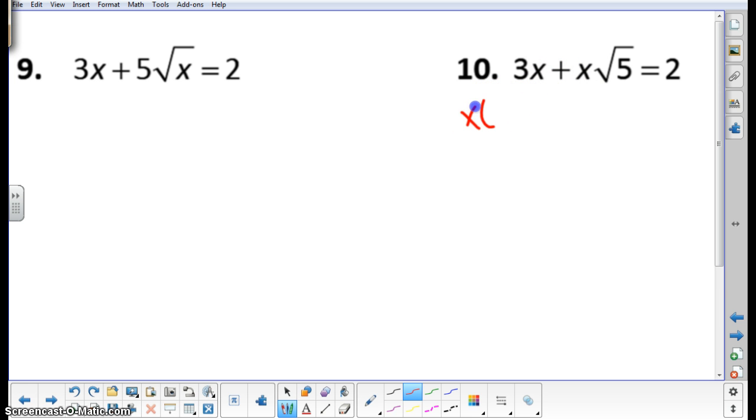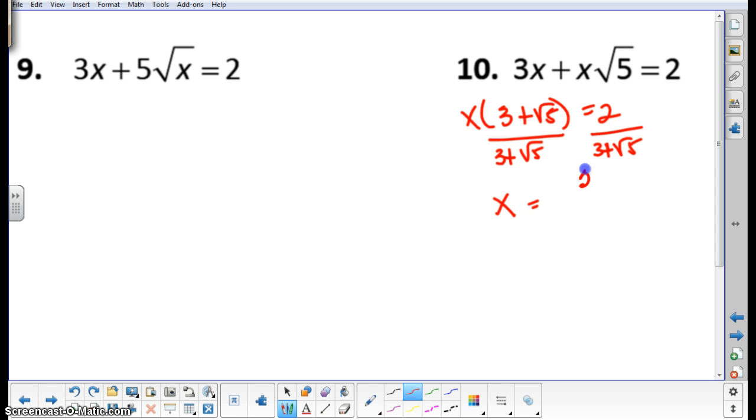So what we're going to do instead is factor, and then divide by that number. And we're going to get 2 over 3 plus root 5. And now this is actually the answer, and since we didn't do any squaring, that is the answer. But I want to make you aware, I'm going to put a little star here.